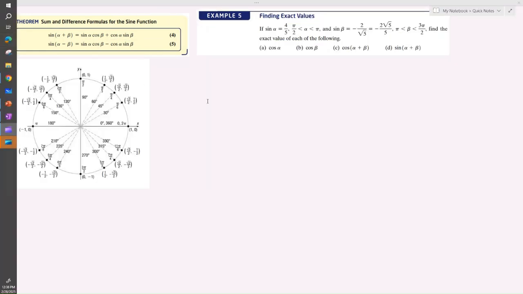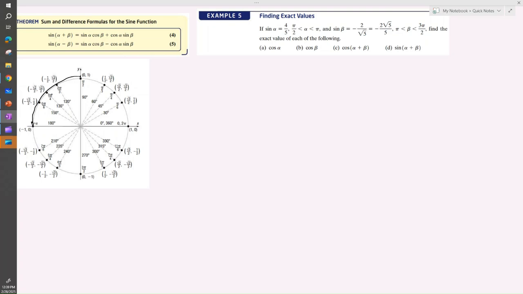Okay, so here's an example where we have to do a little bit of detective work based on what we know about trigonometry to this point. And so I've reintroduced the unit circle here to help illustrate this. So they're going to give us some clues. So one is that the sine of alpha is equal to 4/5, and that alpha lies between pi over 2 and pi. So alpha's angle is somewhere between pi over 2 and pi.